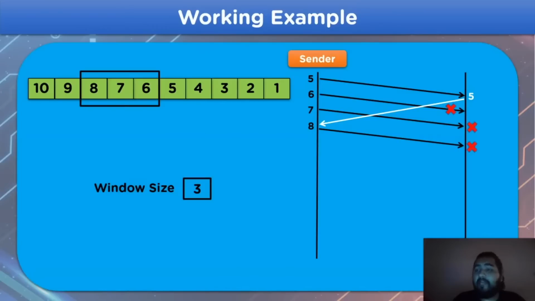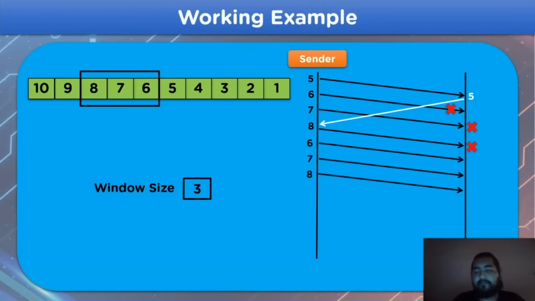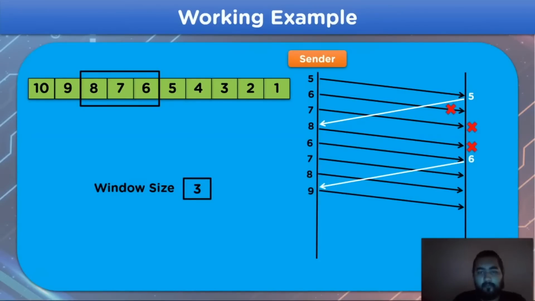And again, applying the Go-Back-N ARQ protocol, we will retransmit frame numbers 6, 7 and 8. On retransmission, frame number 6 will get acknowledged by the receiver side, and we can share frame number 9 from the sender to the receiver side. And the sliding window will shift from sequence numbers 6, 7 and 8 to 7, 8 and 9.